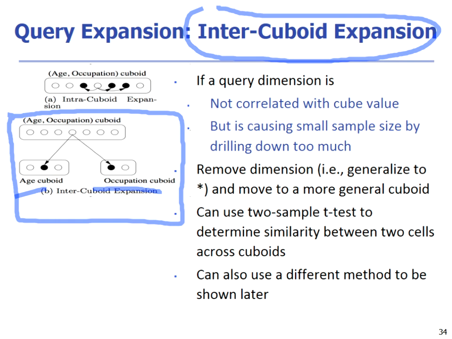If a query dimension is not correlated with the cube value but is causing a small sample size by drilling down too much, we can remove dimensions, that means generalize to star and move to a more general cuboid. We can use the two-sample t-test to determine similarity between two cells across cuboids. Any questions?